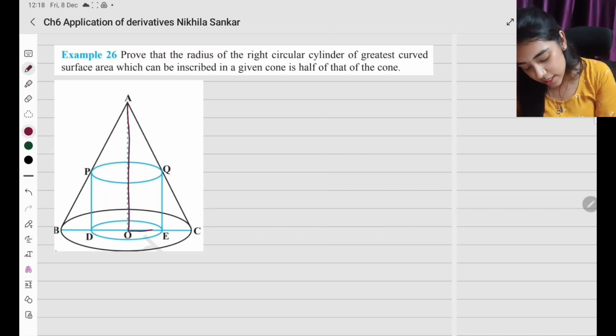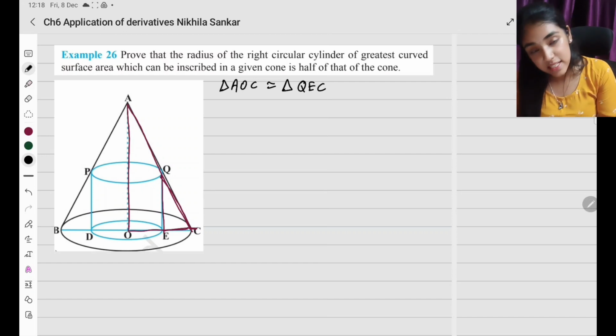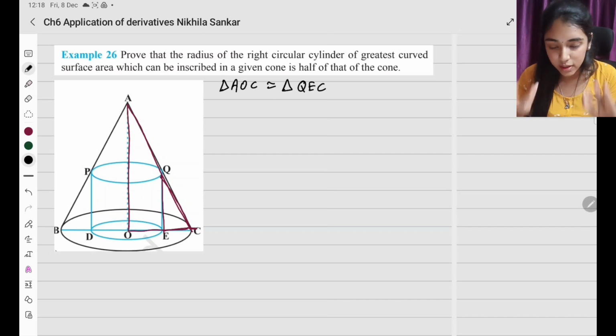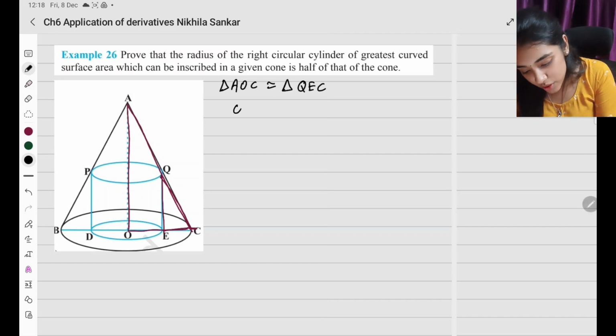So triangle AOC is going to be one triangle, and triangle QEC is going to be another triangle. So I'm going to take triangle AOC and triangle QEC. They are similar triangles because the cylinder is inscribed inside a cone. So what am I going to equate?